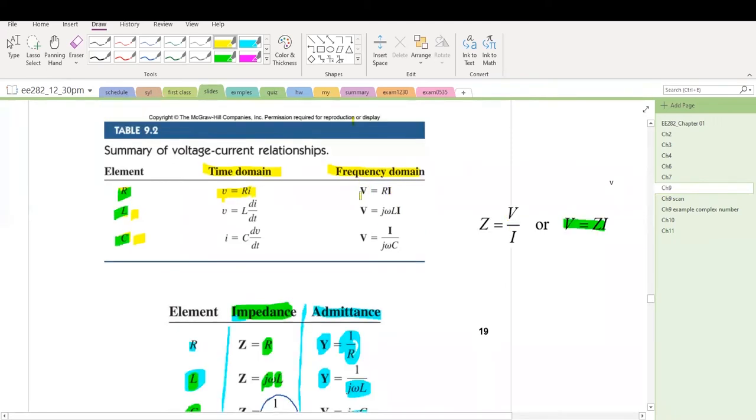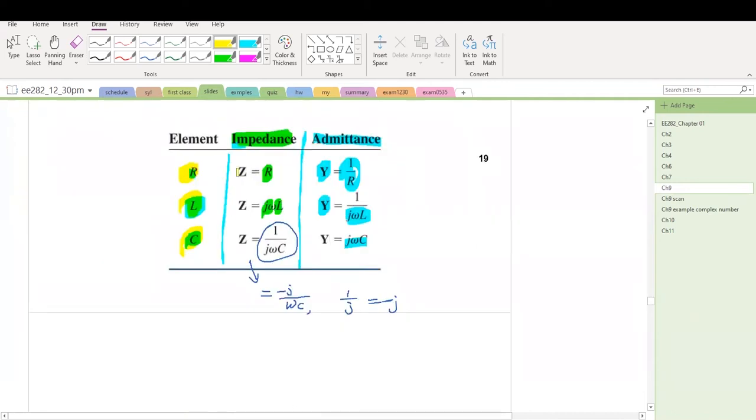If we look at the voltage-current relationship for the resistors, inductors, and capacitors, and compare those with this formula V equals impedance multiplied by I, we can figure out the impedance. The impedance for the resistor is Z equals R. For inductor, it equals j omega L. For capacitor, Z equals 1 over j omega C. And this also equals minus j divided by omega C because 1 over j equals minus j.